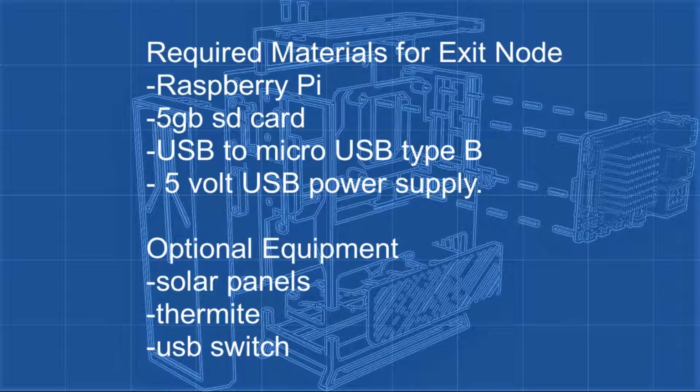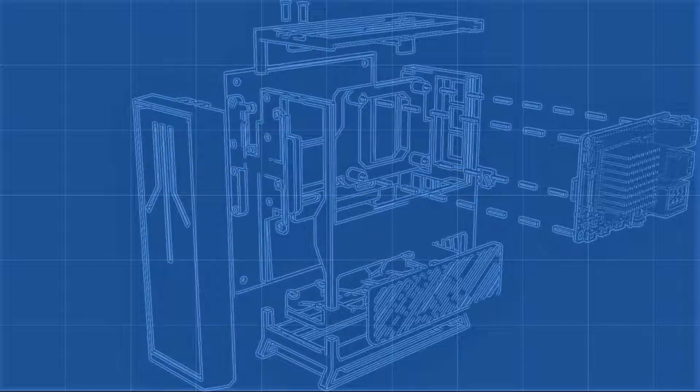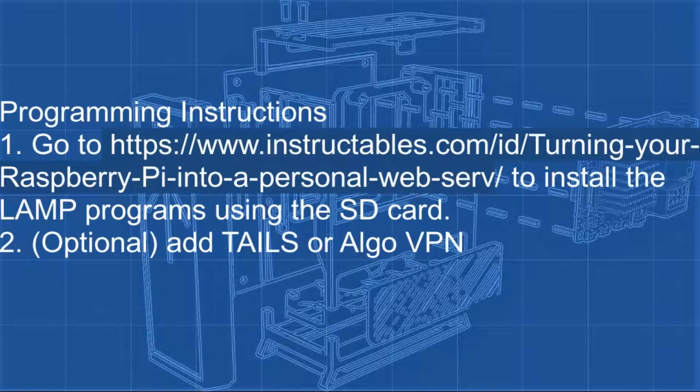Finally, decide if you want the device to self-destruct or not. If so, acquire Thermite. To get it, simply look up Thermite Kit and purchase. Now we need to build the device. First, set up the Pi using the LAMP programs. If you don't know how, go to Instructables. Then you can either put Algo VPN on there or Tails, or even both.